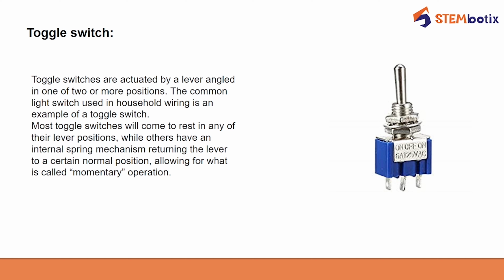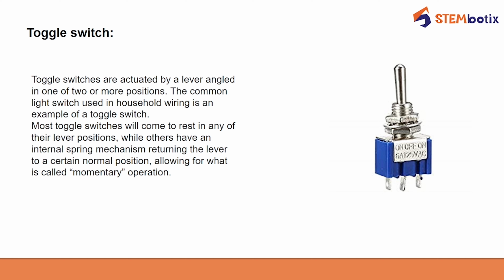It has three different operation variations. By adjusting the lever, or turning it forward and backward, you can change its state. The common light switch used in household wiring is an example of a toggle switch. These switches were used in traditional homes many years ago. Now they are replaced by newer switches, but in former, or you can say in ancient times, they were using this kind of toggle switch for light switches.